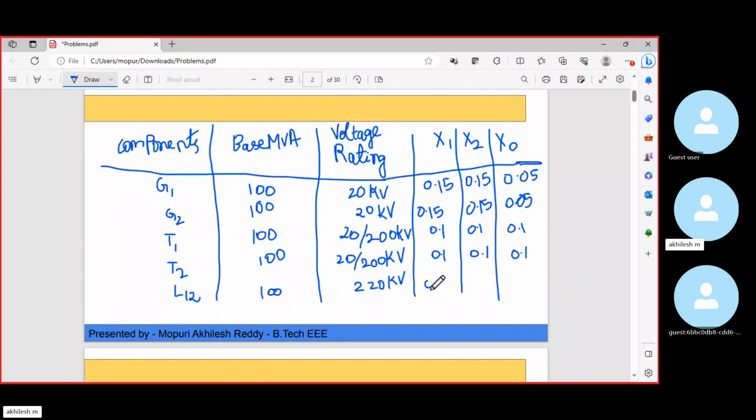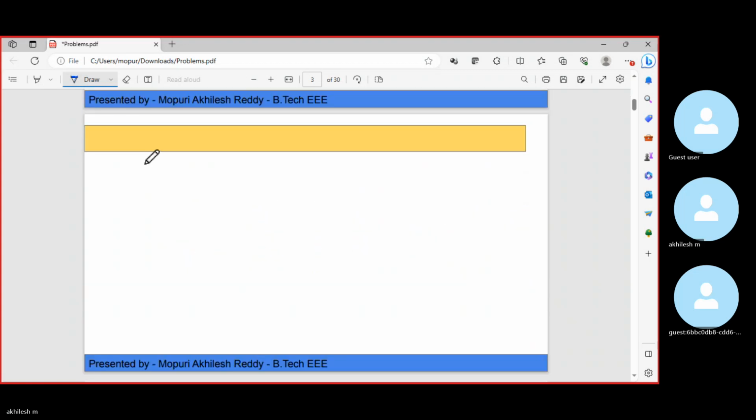And here it is 0.125. Here also 0.125. Here it is 0.3. And then we had L13. For L13, again it is 100 MVA and 220 kV.